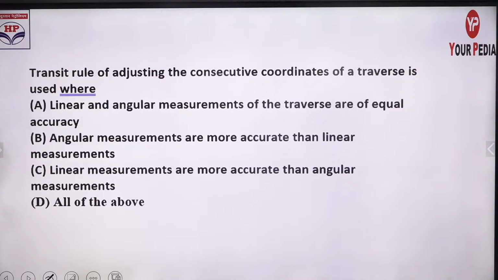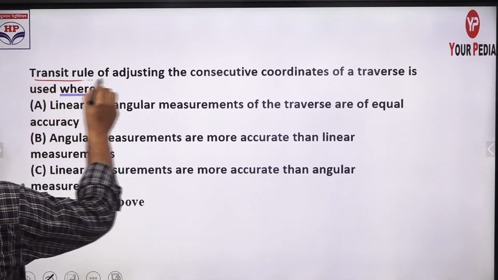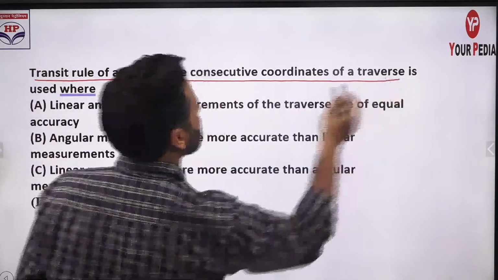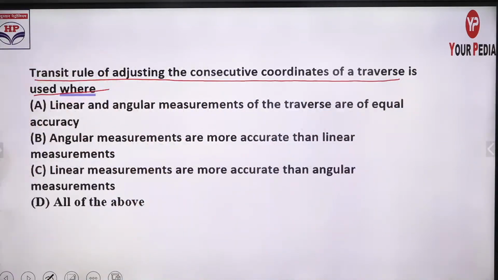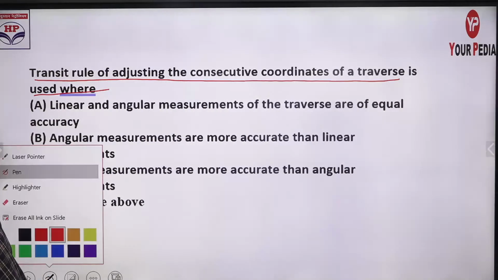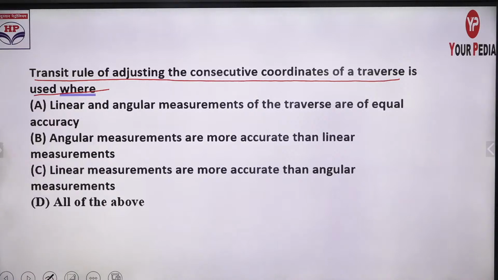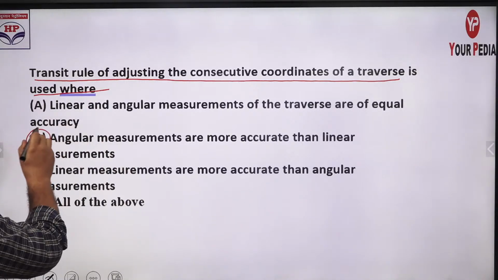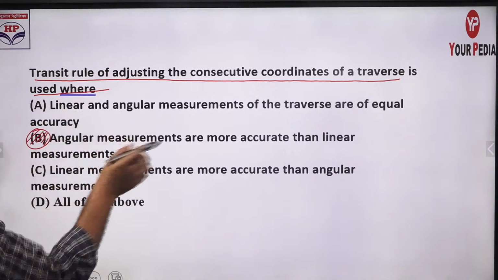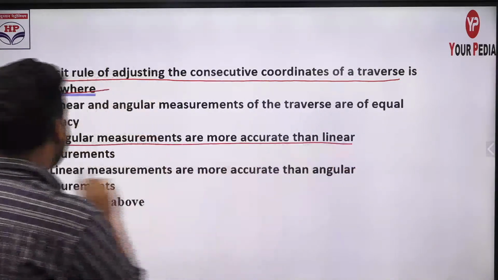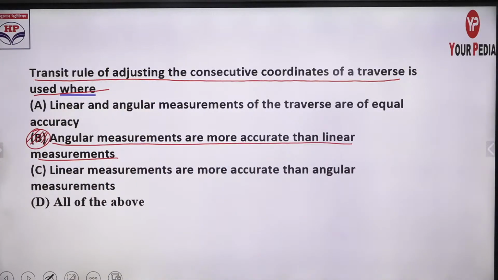Okay, transit rule of adjusting the consecutive coordinates of a traverse is used where? Where will you use the transit rule? Answer: when angular measurements are more accurate, when the accuracy in taking the angle is more as compared to the linear measurement, then we use this transit rule.